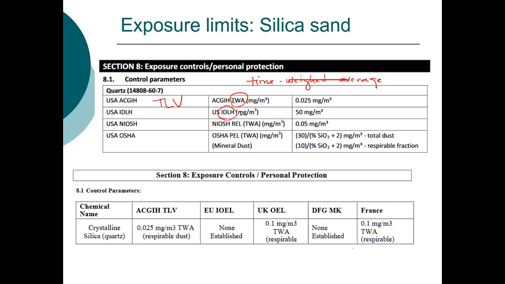We'll talk about this limit here. This has to do with an immediate health risk. Notice it's quite a bit higher. And then we have the NIOSH recommended exposure limit. Again, this is set at a time-weighted average. And then we have the OSHA limit. The problem we'll look at actually uses the new rule on exposure limits.